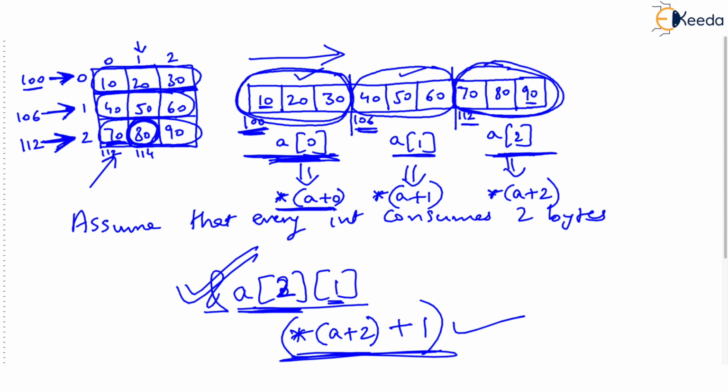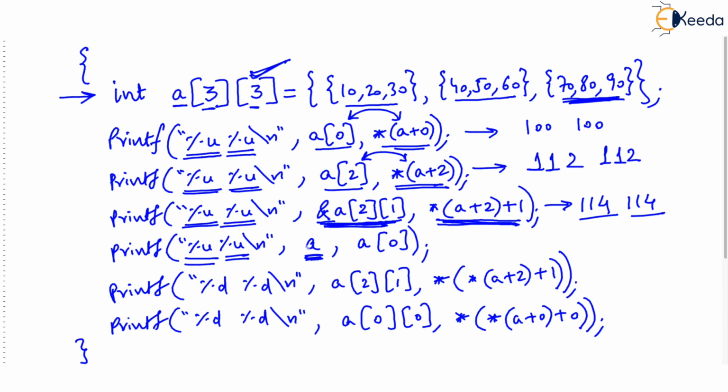For this entire diagram, if you simply write A, print A, suppose, then this is the same as saying print A0. And you know A0 is nothing but the address of row 0. So A will also print 100. Just remember this. The name of a 2-dimensional array gives the base address of row 0. And what's the next thing we are printing? That's the same thing, the base address of row 0. So both these will print again 100, 100.